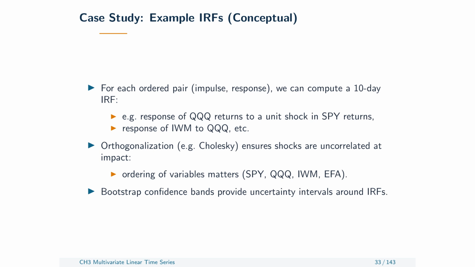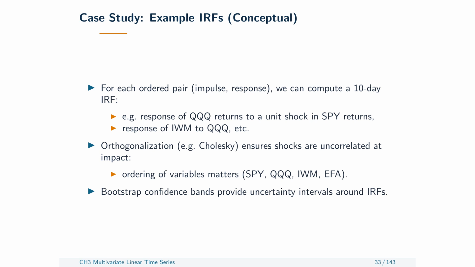We then compute orthogonalized responses over a 10 trading day horizon. One example traces how a shock associated with the broad market fund propagates to the growth fund. Another reverses the impulse and response variables. These two paths need not be mirror images because the estimated dynamics and recursive identification are directional.